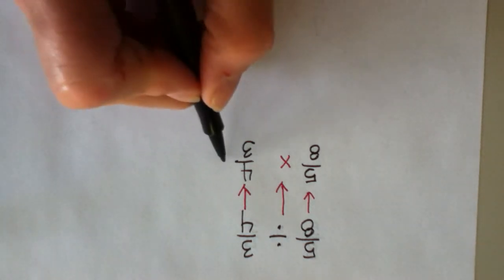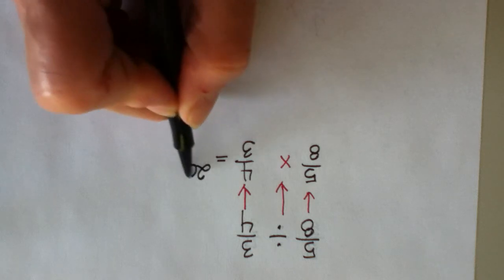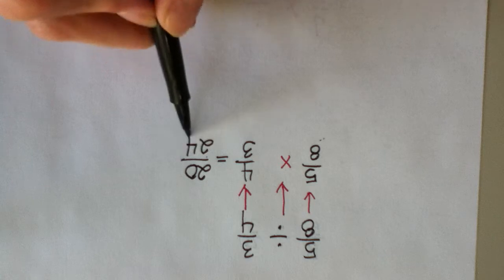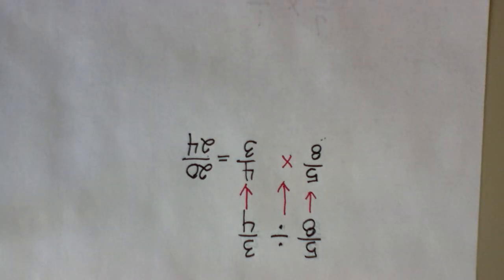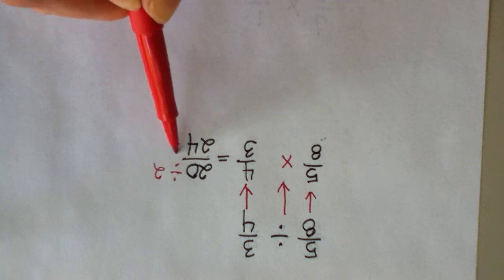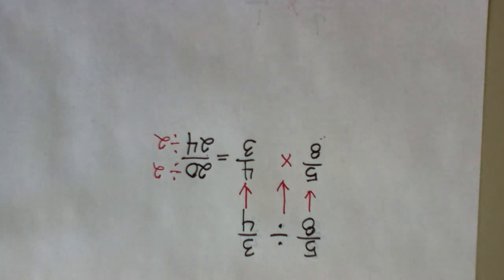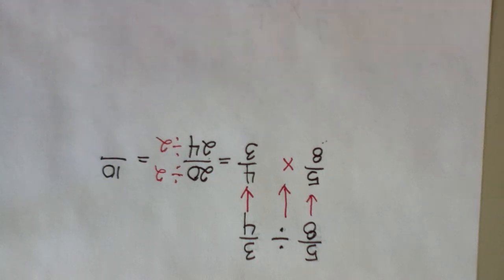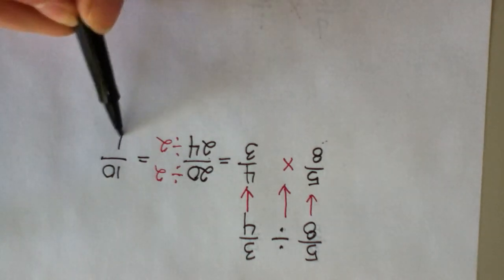5 times 4 is 20. 8 times 3 is 24. Is there any number that both 20 and 24 can both be divided by? Well, I see they're both even, so that means I can divide them both by 2. 20 divided by 2 is 10. 24 divided by 2 is 12.